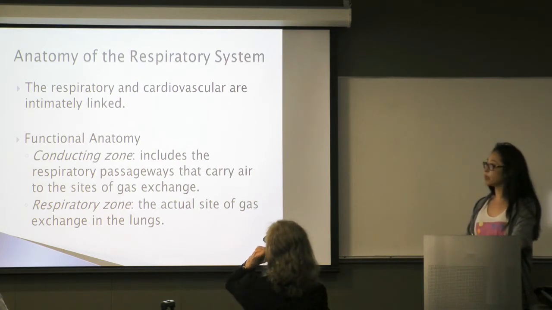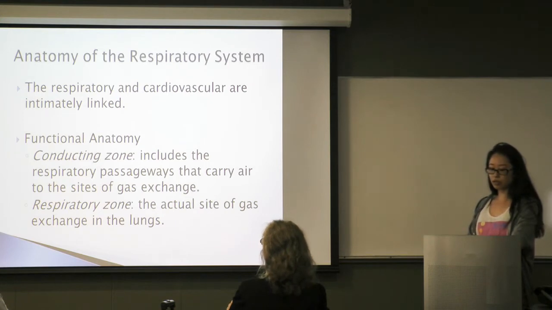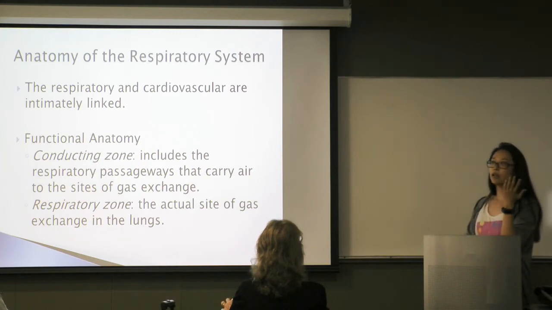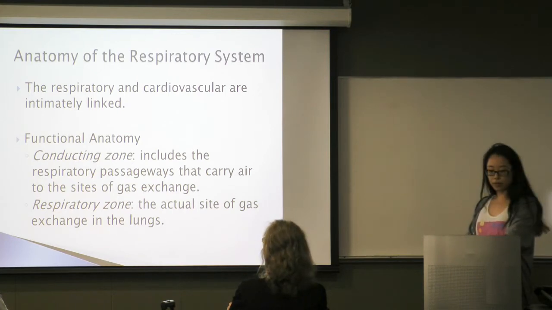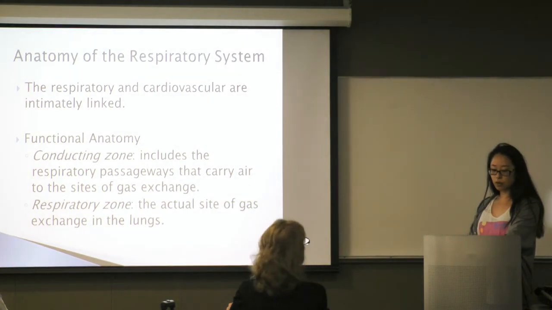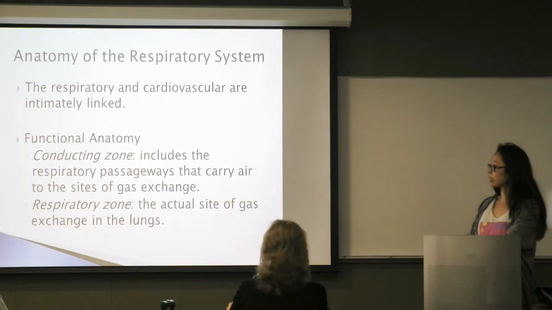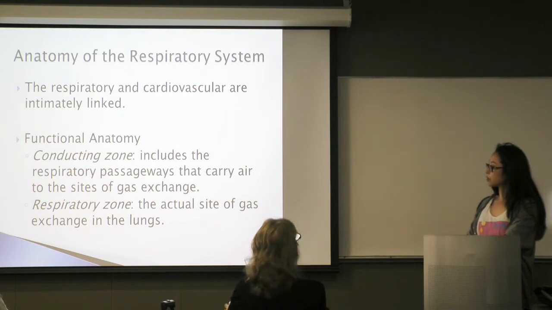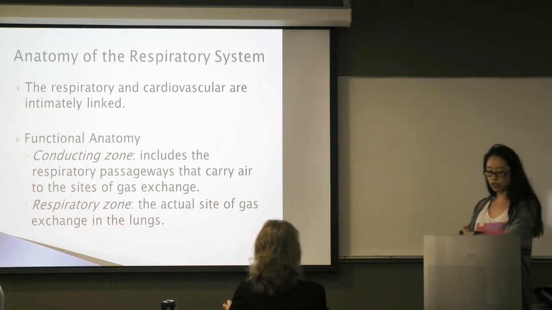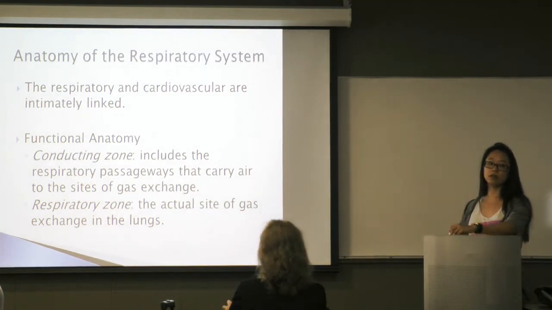So functional anatomy, the respiratory system is separated into 2 zones, the conducting zone and the respiratory zone. So the conducting zone includes the respiratory passageways that carry air to the sites of gas exchange. The respiratory passageways actually include the nose, the nasal cavity, your trachea, and the conducting zone's function is to warm, moisten, and filter the inhaled air. And then the respiratory zone is the actual site of gas exchange in the lungs. So those are going to be your bronchioles, your alveoli.